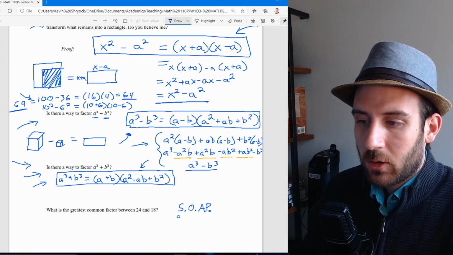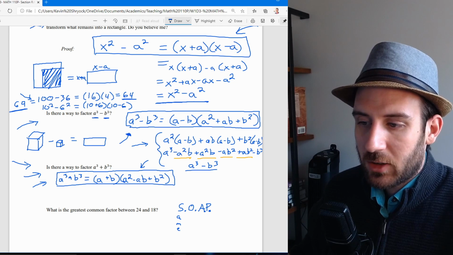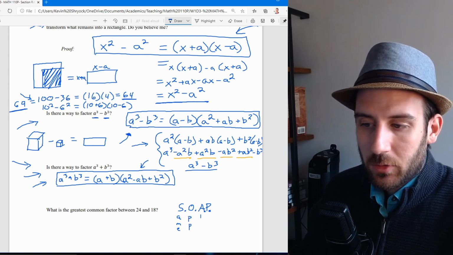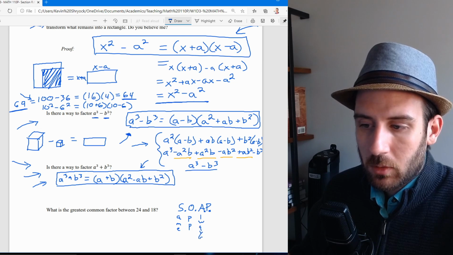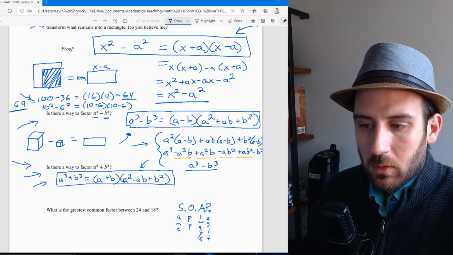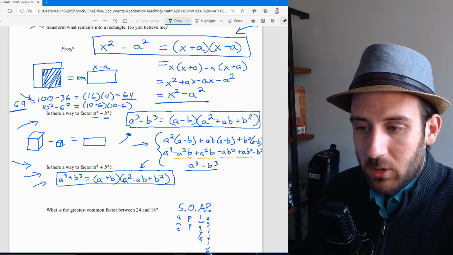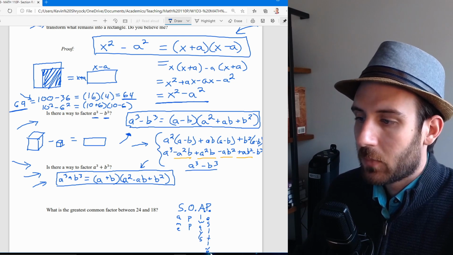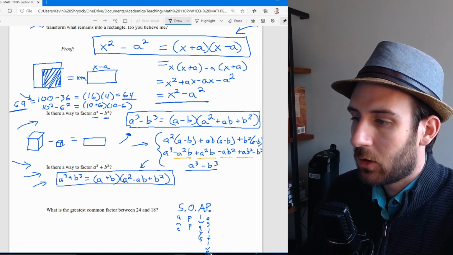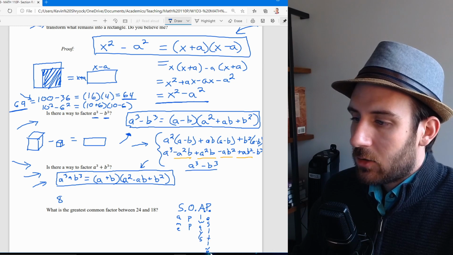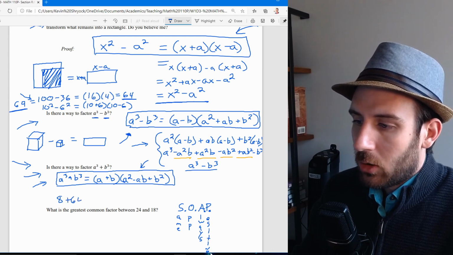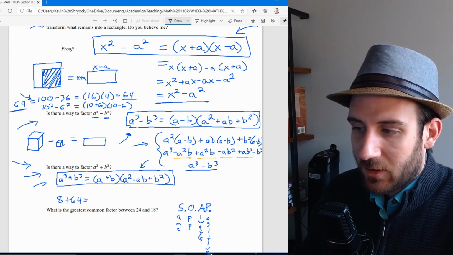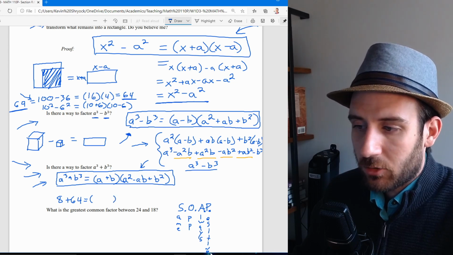And it goes like this. S stands for same. O stands for opposite. A stands for always. And P stands for positive. And I'll show you how we use this. So let's say I was given 8 plus 64, and I wanted to factor this and see whether or not this factors.